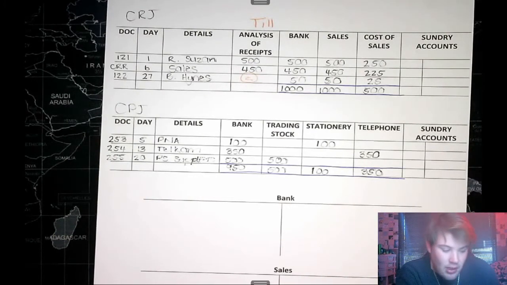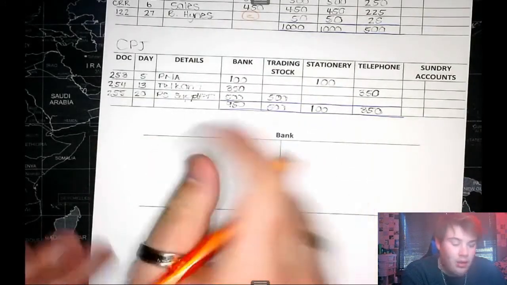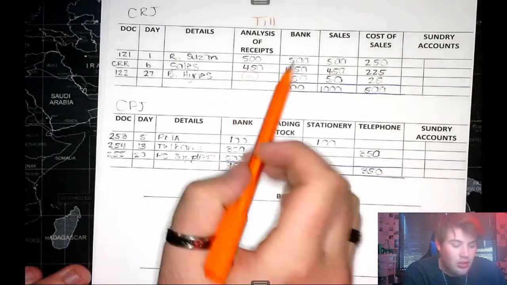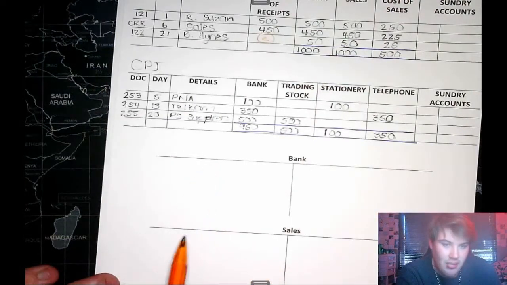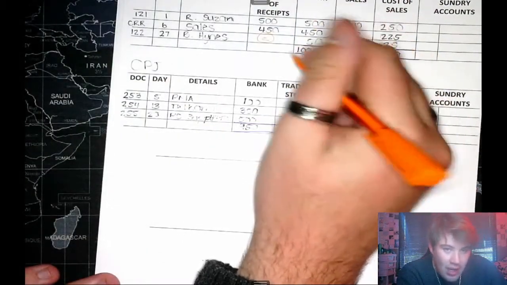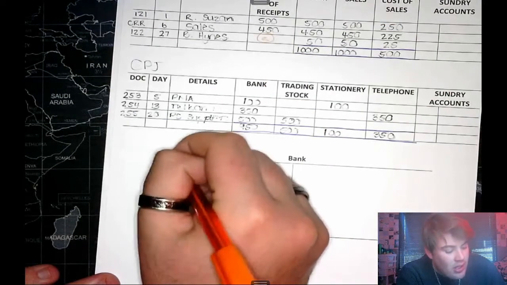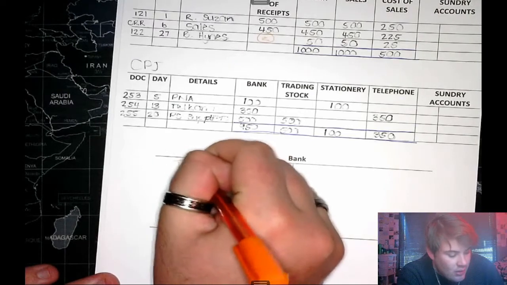Right, now they require us to do our ledger accounts. So starting off with bank. Right, when dealing with the cash receipts journal, instead of putting all these transactions in separately into the bank account, we can group them together like they've done here, where they've added the amounts together. Alright, and this is known as total receipts.